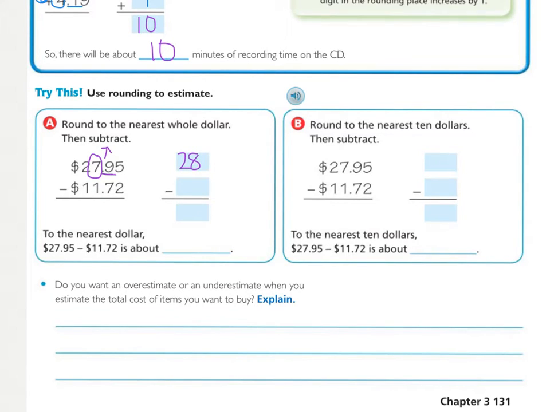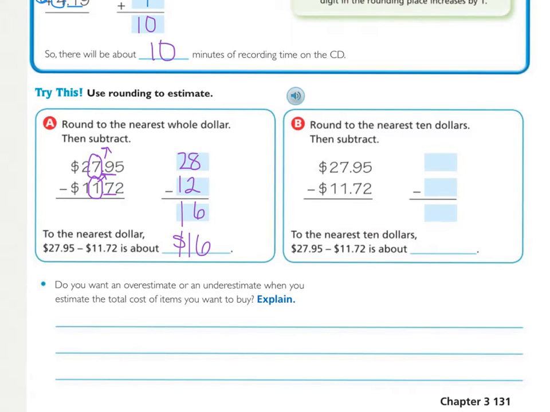In our next number, we again circle the digit in the ones place, underline the digit to the right. That is a 7. Is that less than or greater than 5? 7 is greater than, so our 1 is going to increase by 1, but the 10 stays the same, so it's 1 and then 2, so it's 12. And now that we have all of our numbers rounded, we subtract. 8 minus 2 is 6, and 2 minus 1 is 1. So to the nearest dollar, our equation comes out to $16, and don't forget your dollar sign.